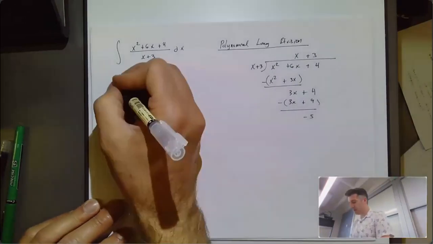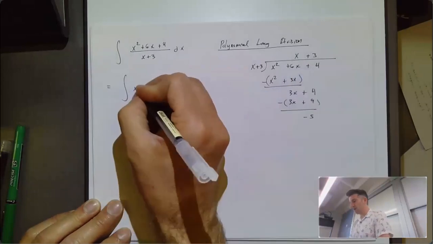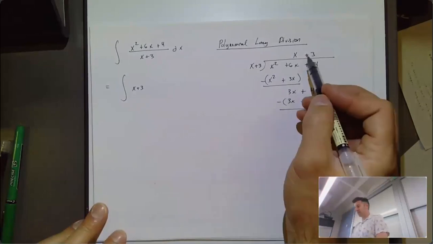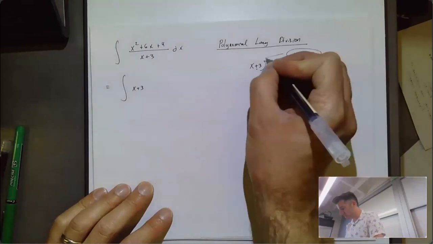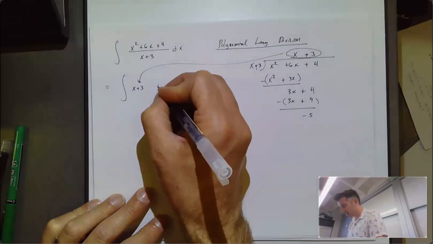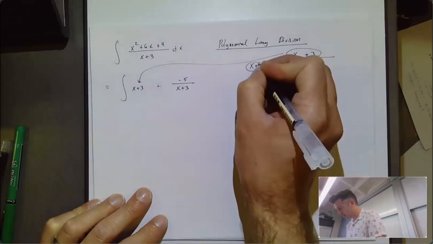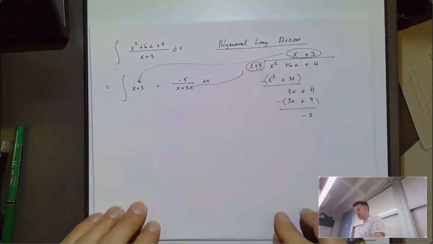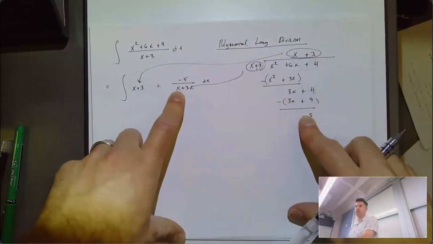So we're going to rewrite this as the integral of x plus 3. I will admit this example is not my favorite because you're getting an x plus 3 there and x plus 3 there. So I just want to point out this x plus 3 is what's going right there. And then we're going to get plus negative 5 divided by x plus 3. This x plus 3 is what's going down there.